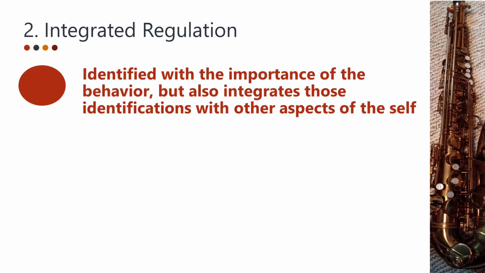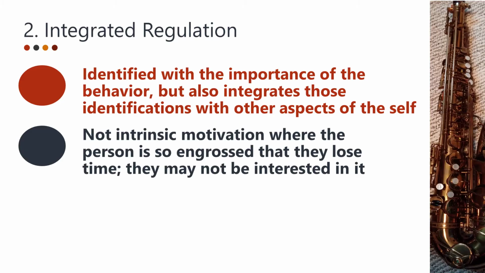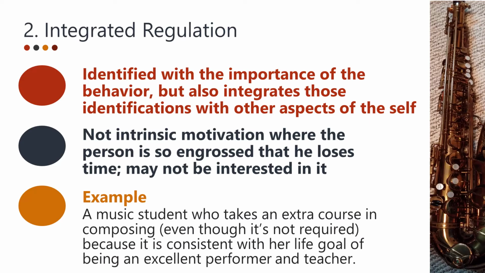The most integrated form of extrinsic motivation is integrated regulation. Here the person is identified with the importance of the behavior, but also integrates those identifications with other aspects of the self. It's not intrinsic motivation where the person is so engrossed in the activity that they lose time. In fact, for integrated regulation, they may not even be interested in the activity. An example would be a music student who takes an extra course in composing, even though it's not required, because it's consistent with her life goal of being an excellent performer and teacher.